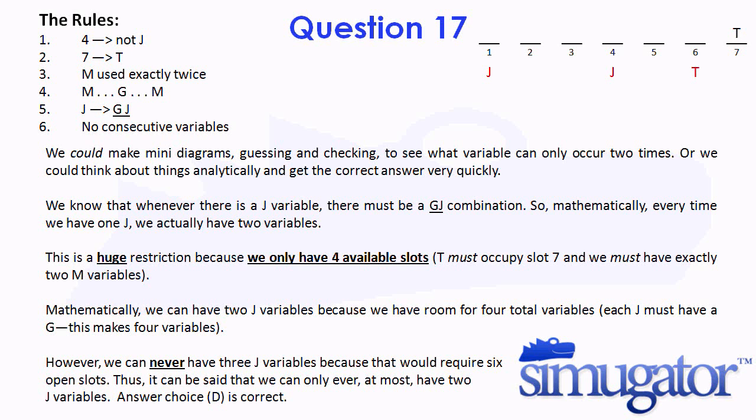Mathematically, we can have 2 J variables because we have room for them. Each J brings a G, so 2 J variables would make 4 variables total, which we have room for. However, we can never have 3 J variables because that would require 6 open slots. We only have 4. Thus, it can be said that we can only ever, at most, have 2 J variables. Answer choice D is thus correct.